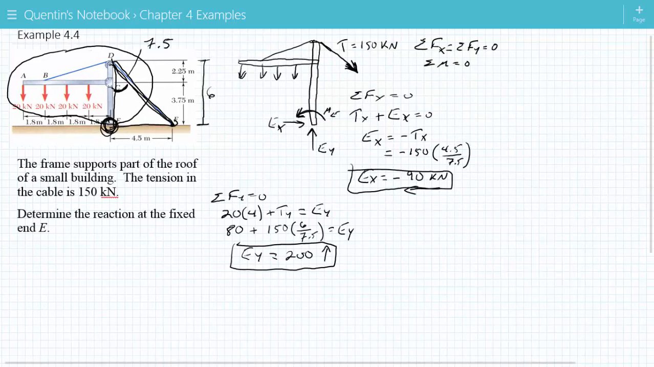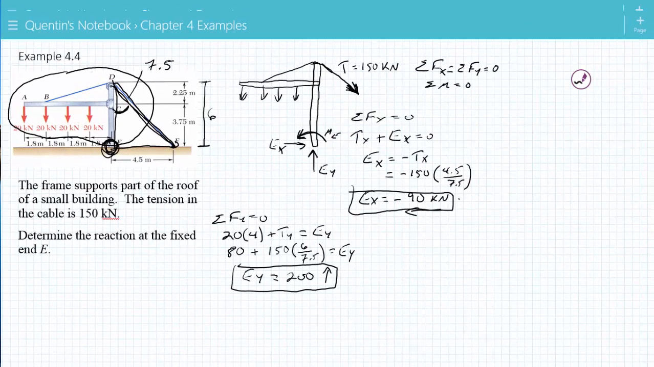Okay, just for clarity, when I did this over here, this EX, it might be more accurate to say EX is equal to 90 kilonewtons in that direction.